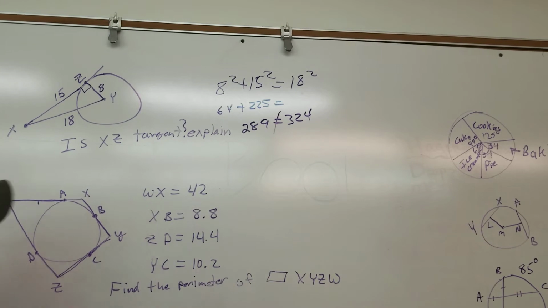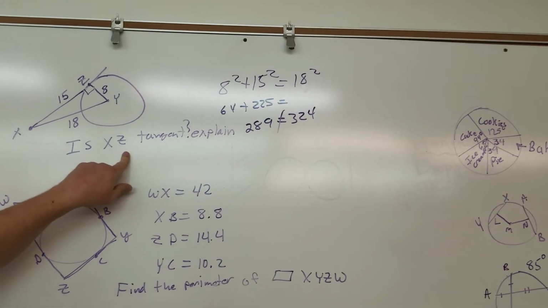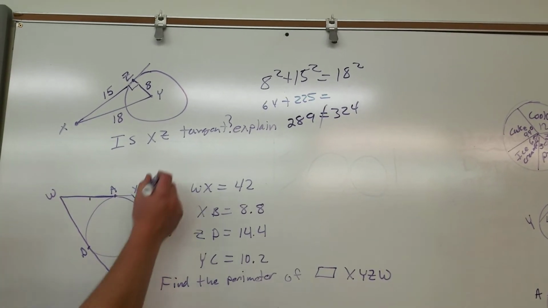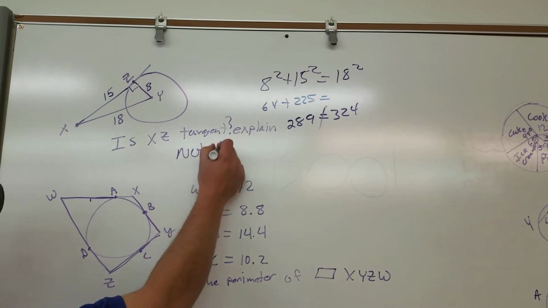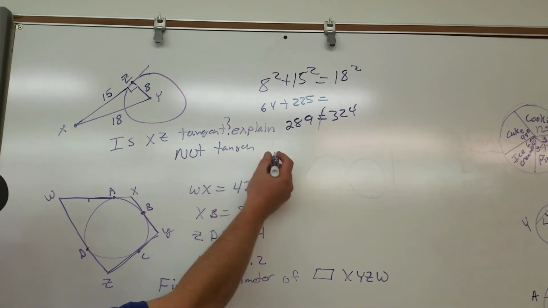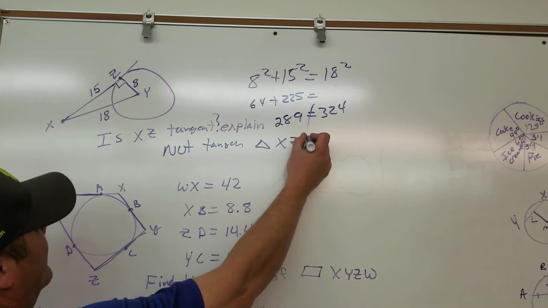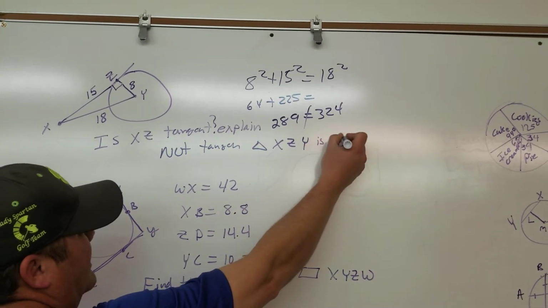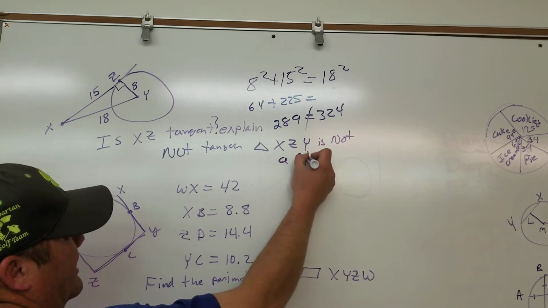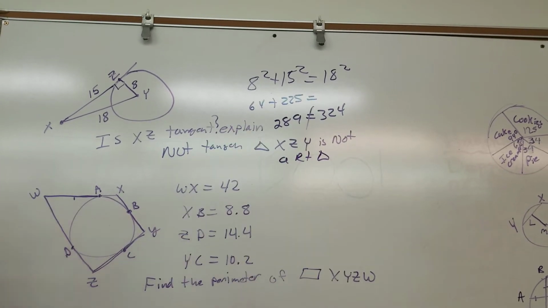And so therefore they are not equal. Therefore, is XZ tangent? You say, not tangent. Triangle XZY is not a right triangle. And that's going to be your answer there.